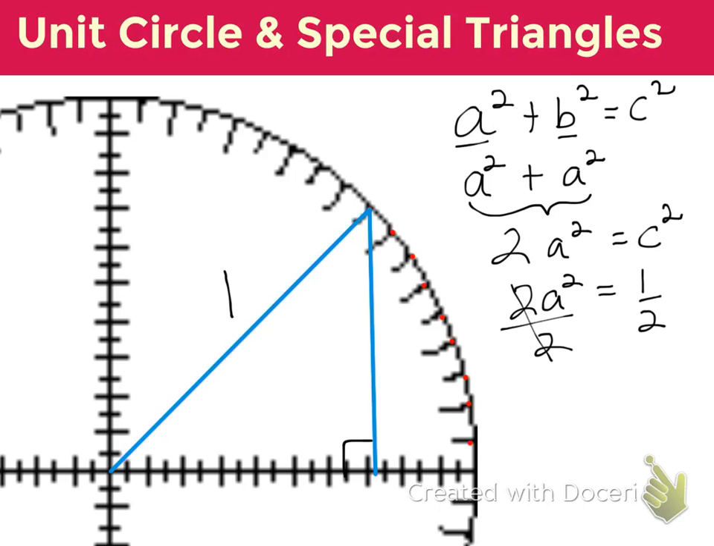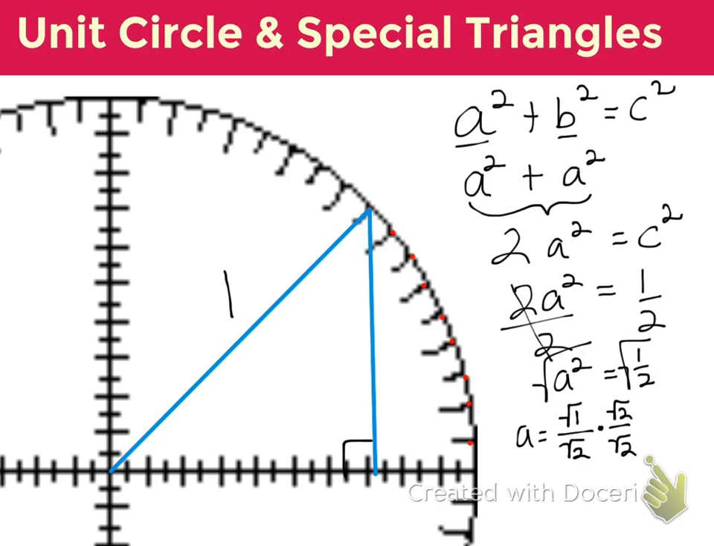And then I have to take the square root of both sides, because right now a squared is equal to 1/2. I actually need to take the square root of both sides. So when I take the square root of both of these, a will actually be equal to the square root of 1 over the square root of 2. We're going to need to rationalize that denominator, so I'm going to multiply that times the square root of 2 over the square root of 2, which is 1.